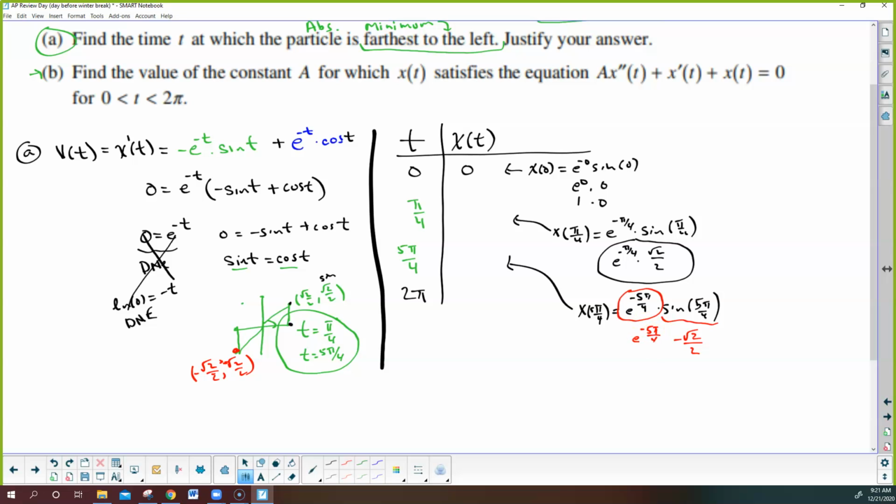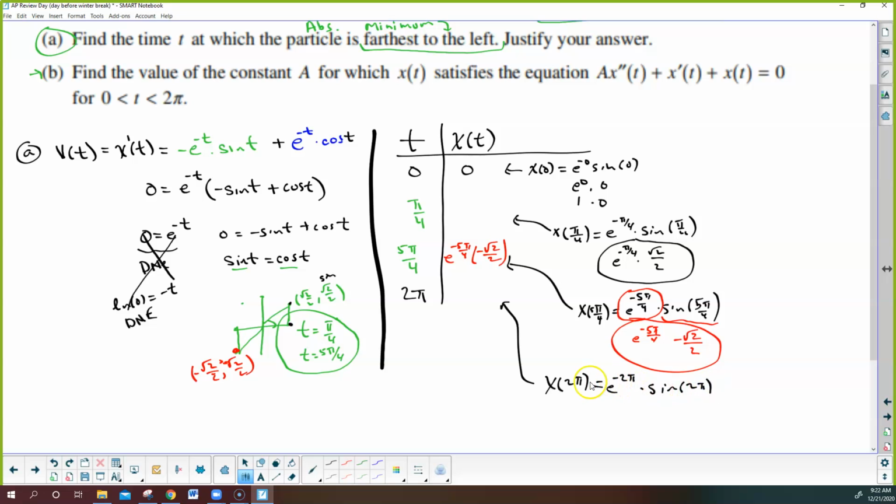So right now, this is my leading candidate for the minimum, the farthest to the left at 5 pi over 4. And the whole reason why is because of that negative value right here. So then the last one is we do have to evaluate it at pi over 2 just to see if the endpoints are going to give me anything different.